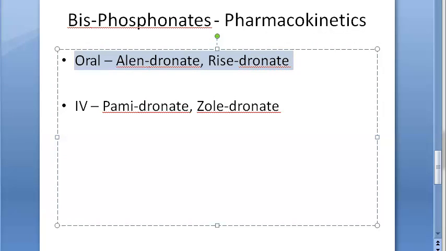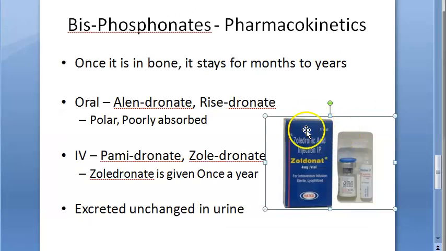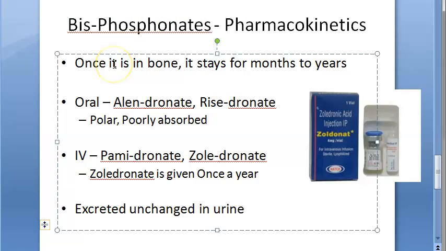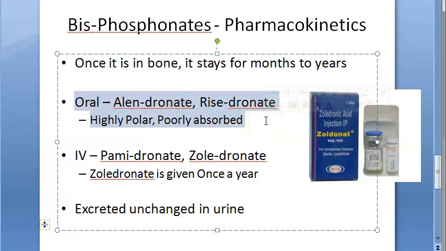So you should know that bisphosphonates are not available orally much. The bioavailability is very low. They are highly polar, and hence they are poorly absorbed by the GIT. However, still Alendronate and Risedronate are given orally.